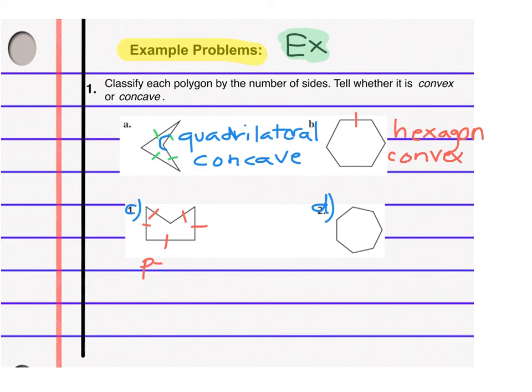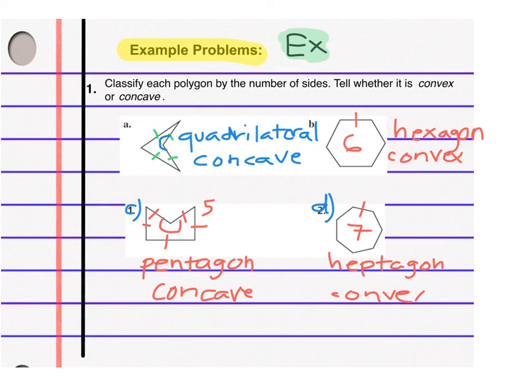This is a pentagon. It has 5 sides. It's a little strange looking, and that is concave. I have an angle right here that is bigger than 180 degrees. This is a heptagon, 7 sides. And this is convex. All right, so hopefully you did pretty well on those. The first example is just getting the vocab.